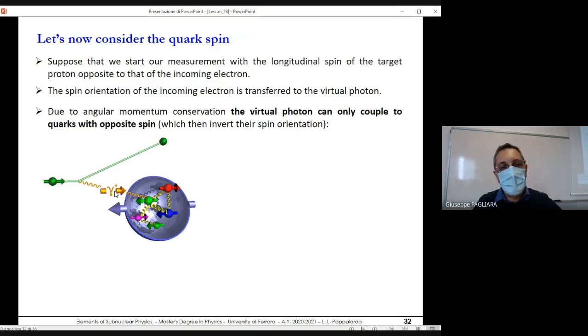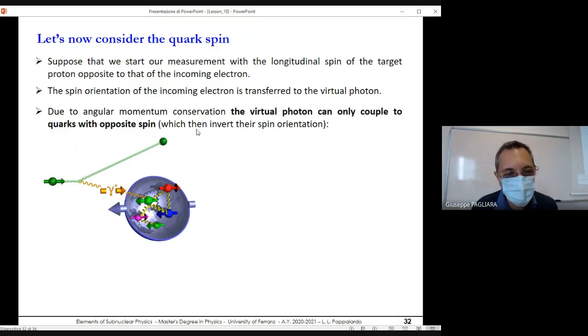Now, due to angular momentum conservation, the virtual photon can only couple to quarks with opposite spin. You see here, for instance, this quark in green, which is opposite to the direction of the spin of the virtual photon. This is the only way this can happen, because the photon is a vector boson, so it's spin 1. If you have spin 1 and a spin of minus 1/2, you can flip to plus 1/2 and angular momentum is conserved. But if you have spin 1 and spin plus 1/2, you can do nothing. Angular momentum will not be conserved.